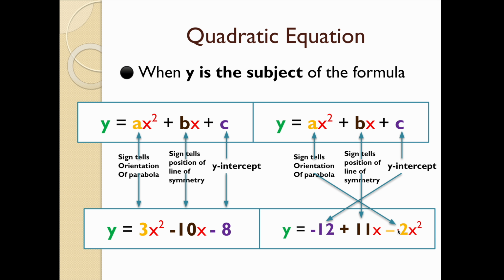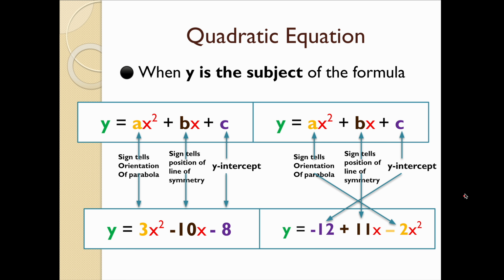What's our value for b? 11. Our value for b is 11. And what's our value for c? -12. Excellent. So how do we go about knowing if this has a minimum or maximum point? I feel like this has a maximum point. Why do you think it has a maximum point? Is it a maximum point because a is negative? That's correct. That's it right there.